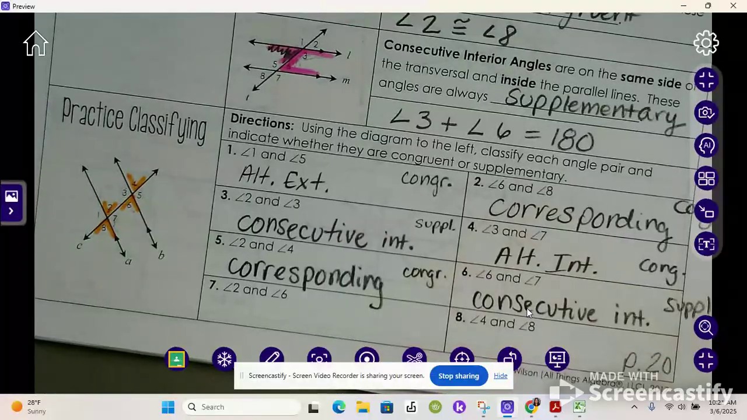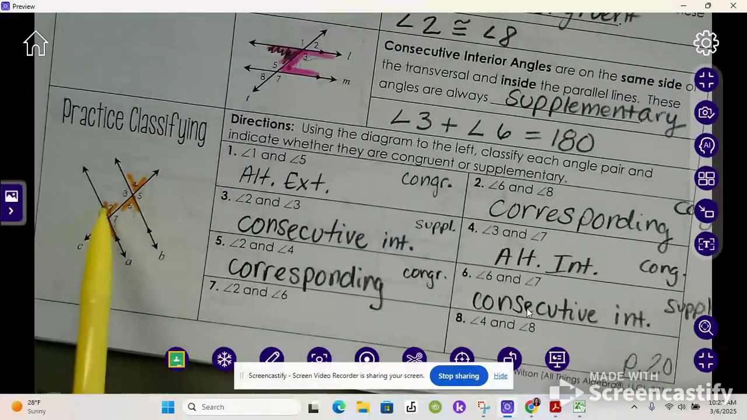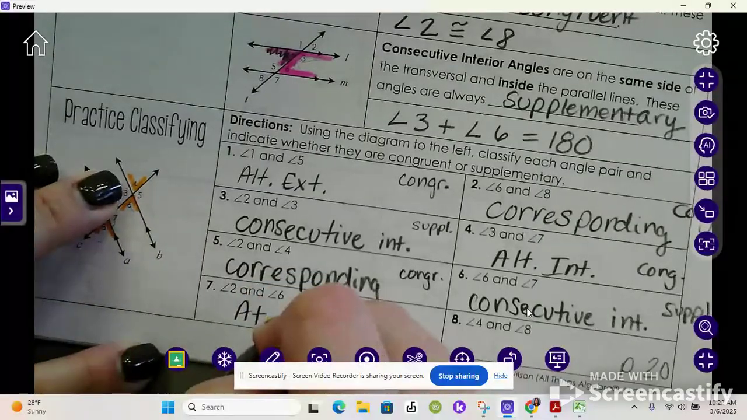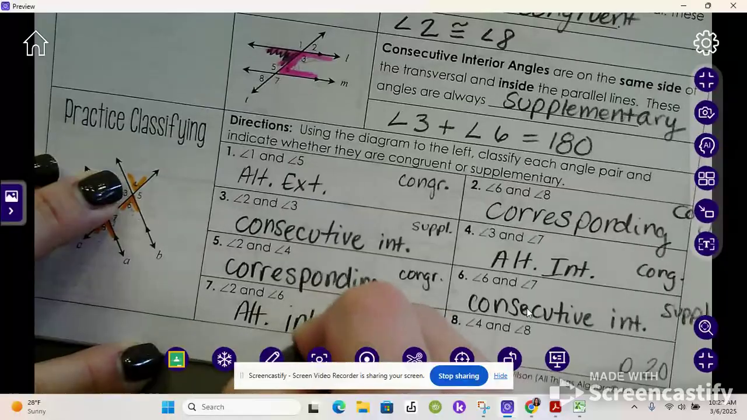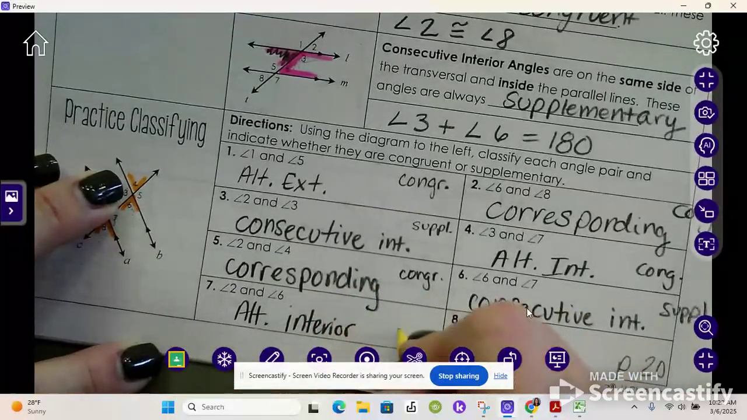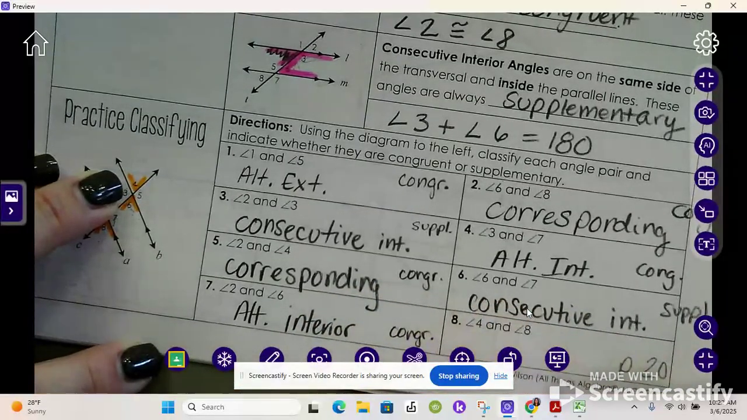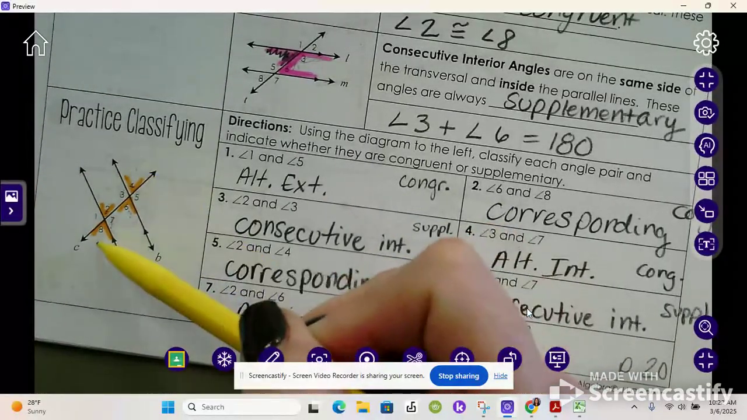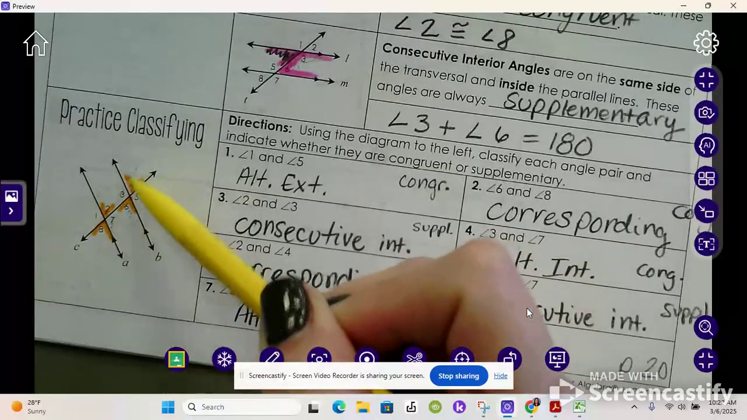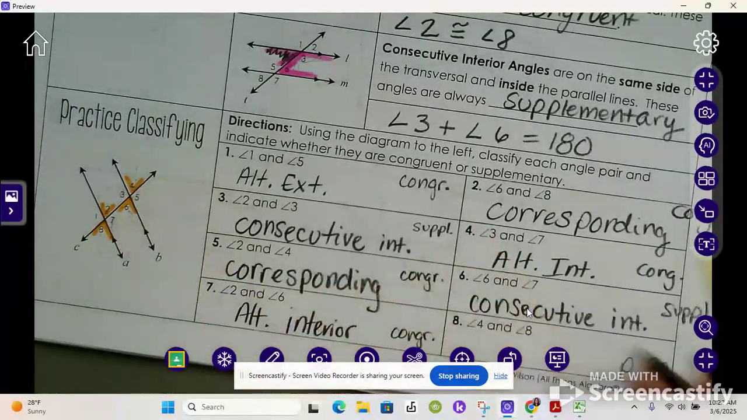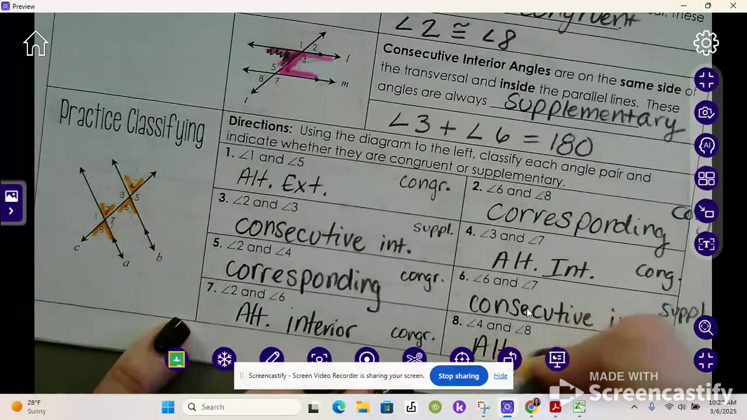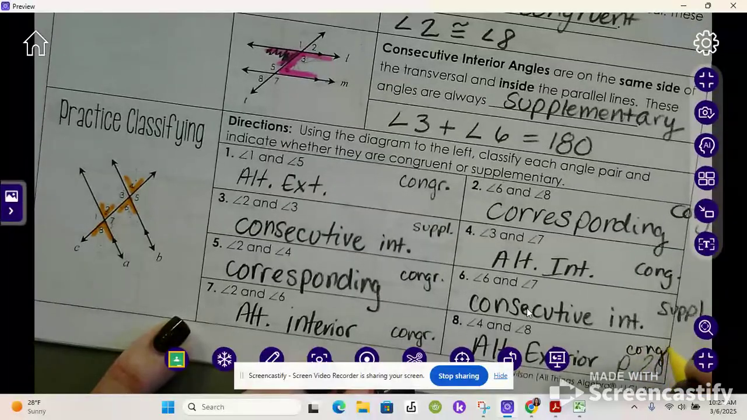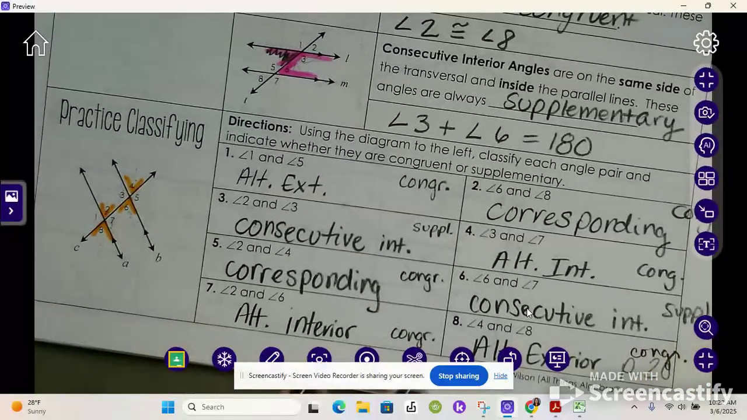2 and 6. 2 and 6, they're inside, but they alternate the side of the line, so they are alternate interior. And alternate interiors are congruent. 4 and 8. So 4 is at the top, 8 is outside, they're on the opposite side, so they are alternate exterior. And alternate exteriors are also congruent. Okay, it's your turn to give this a try.